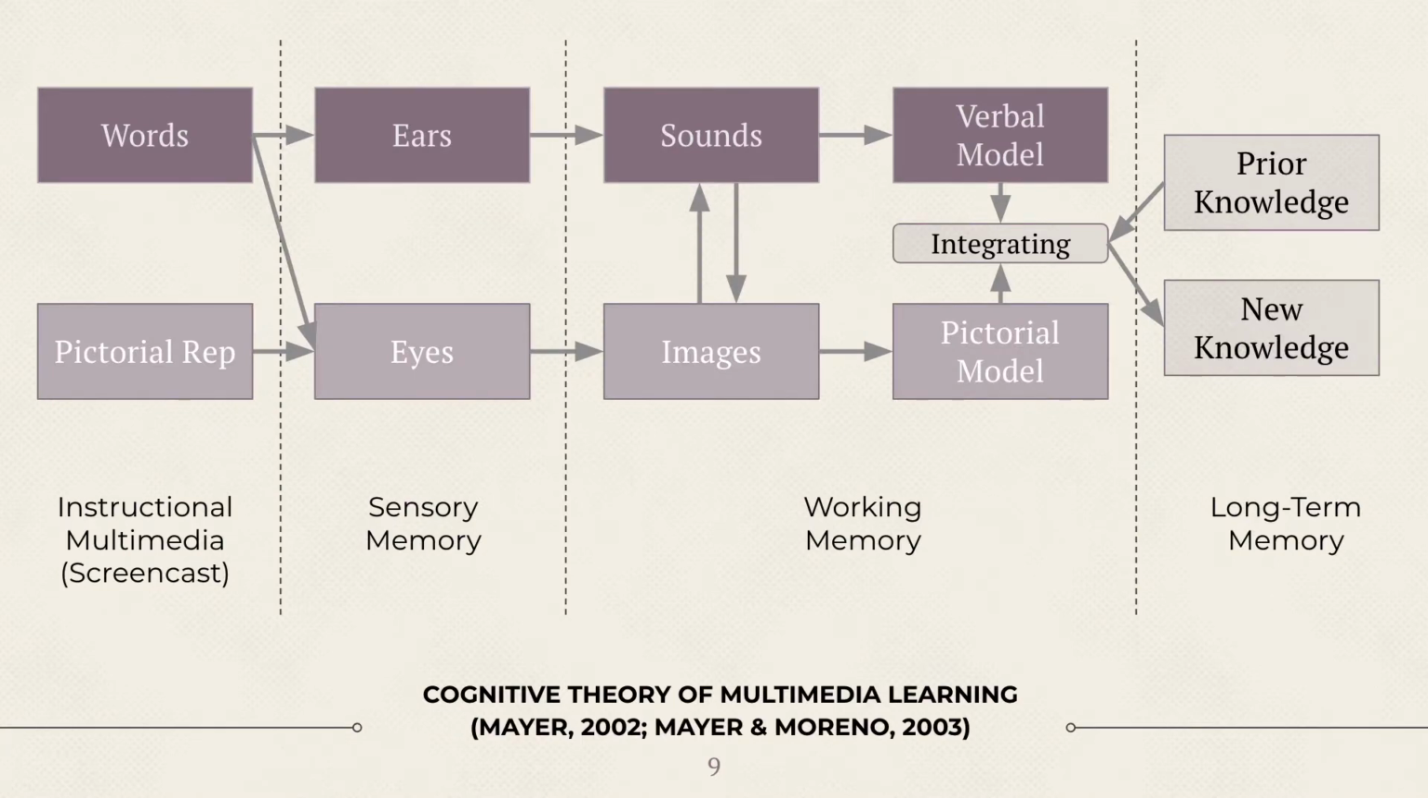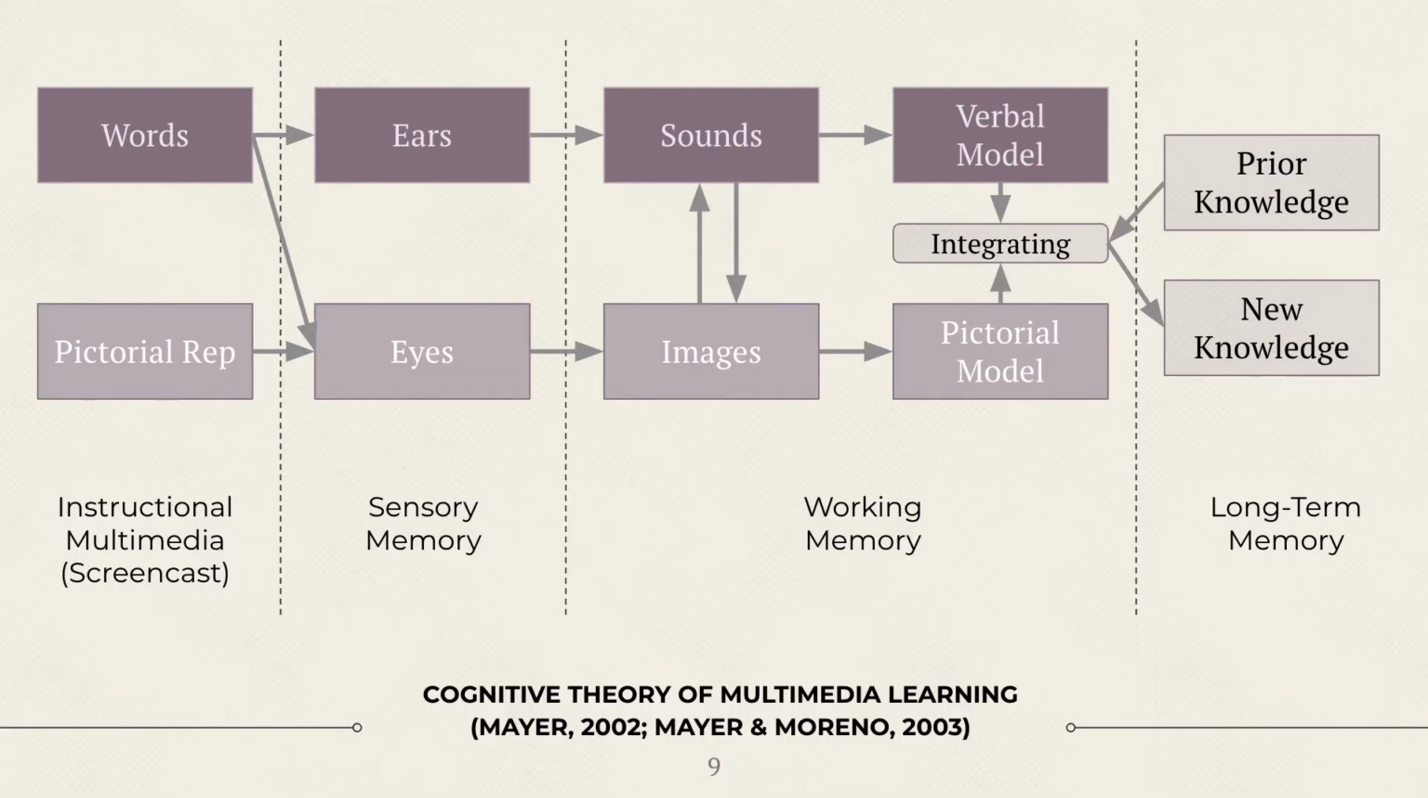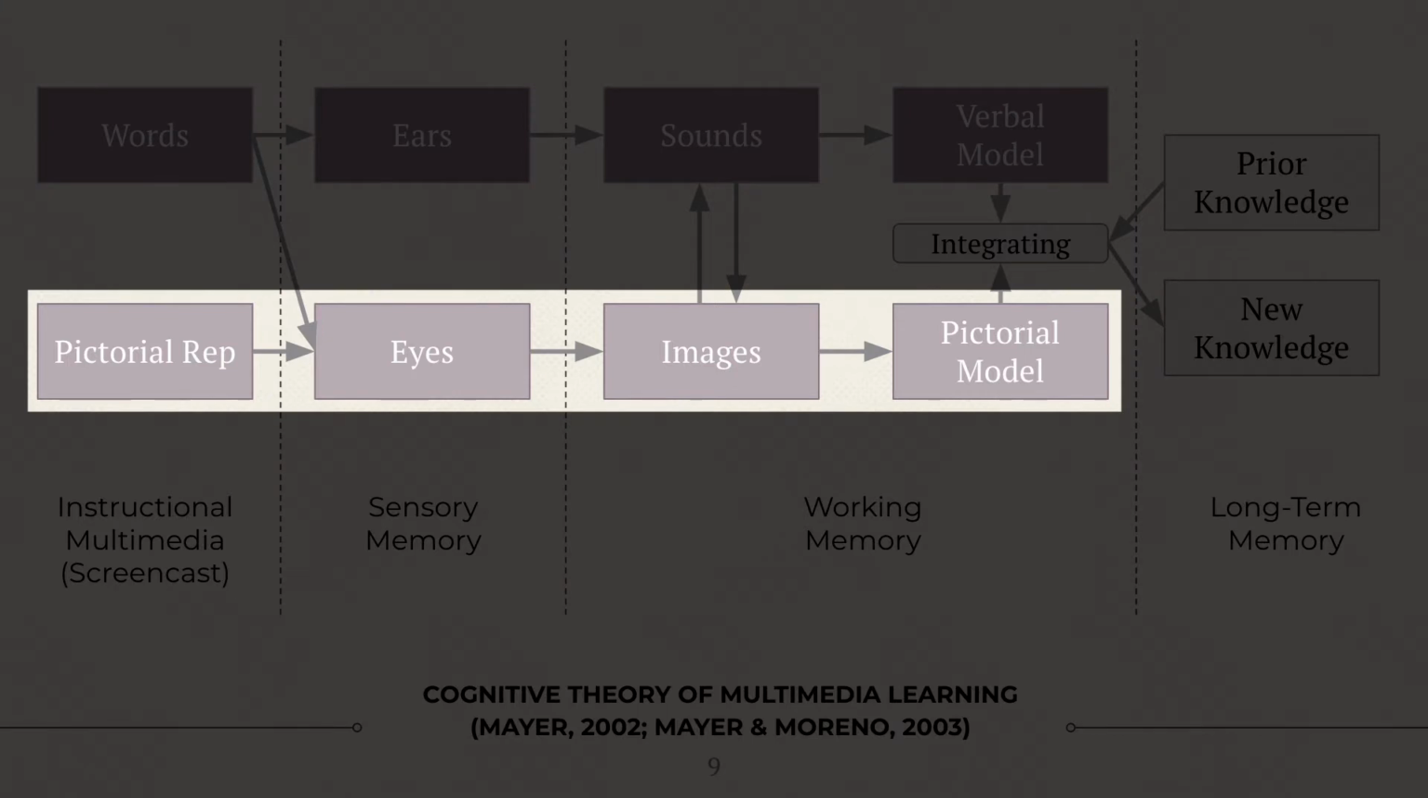This diagram is Mayer's cognitive theory of multimedia learning. For multimedia like screencasts, Mayer's theory goes something like this. Learning happens through 2 separate sensory channels, one focused on hearing, which are the dark purple boxes that you see at the top of the screen, and the other focused on seeing, the light purple boxes on the bottom row.